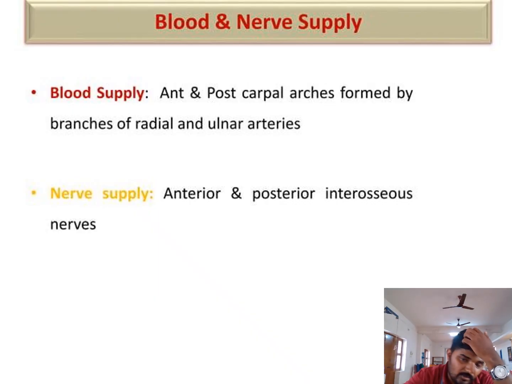Then the blood and nerve supply of the wrist joint. The blood supply is mainly from the anterior and posterior carpal arches, formed by branches of the radial and ulnar arteries. Then the nerve supply: the anterior and posterior interosseous nerves.